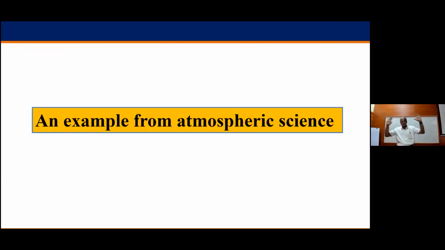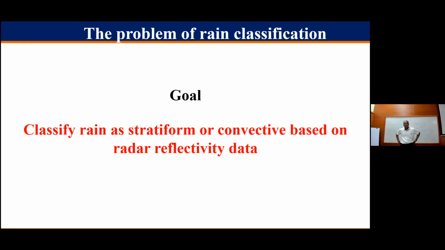An example from atmospheric science. Okay, we'll do it in 15 minutes. I've defined the broad problem as the problem of rain classification. Goal: classify the rain as stratiform or convective.